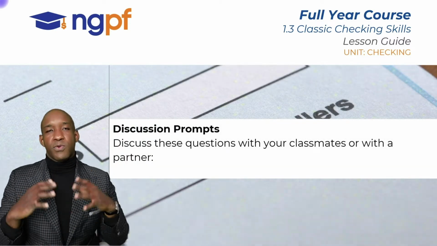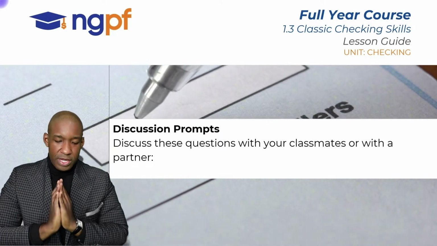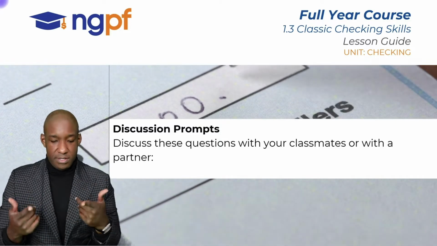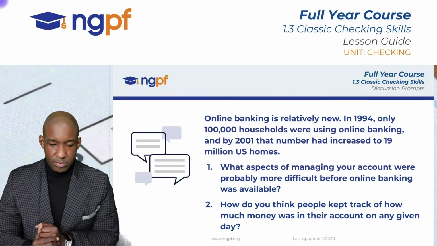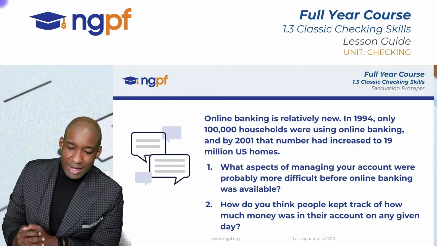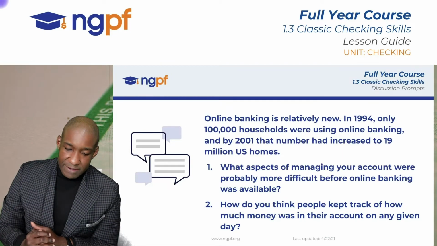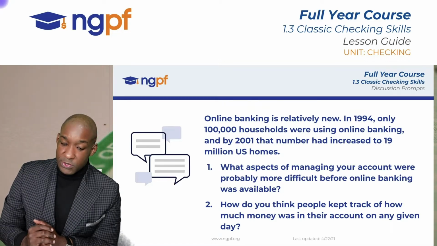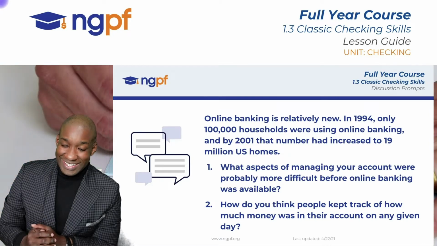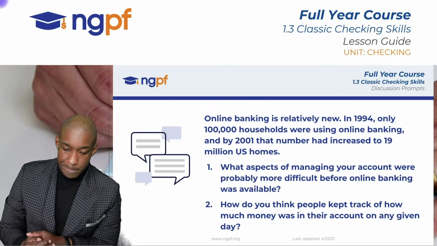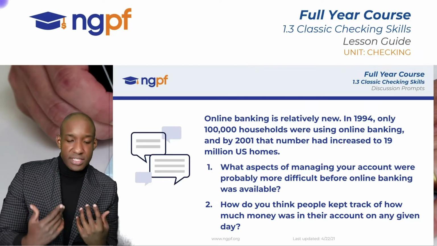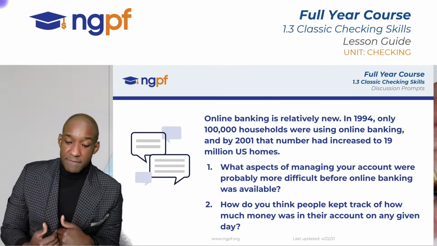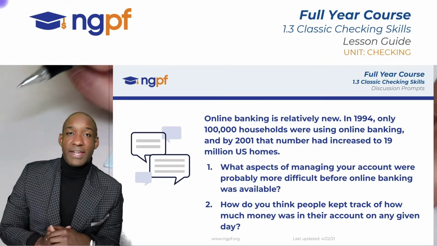So, discussion prompts. We're going to start off this lesson with a discussion. You and your partner are going to discuss the following questions on the next slide. It says here that online banking is relatively new. In 1994, only 100,000 households were using online banking, and by 2001, that number had increased to 19 million US homes. So the first question to discuss amongst yourselves is, what aspects of managing your account were probably more difficult before online banking was available?